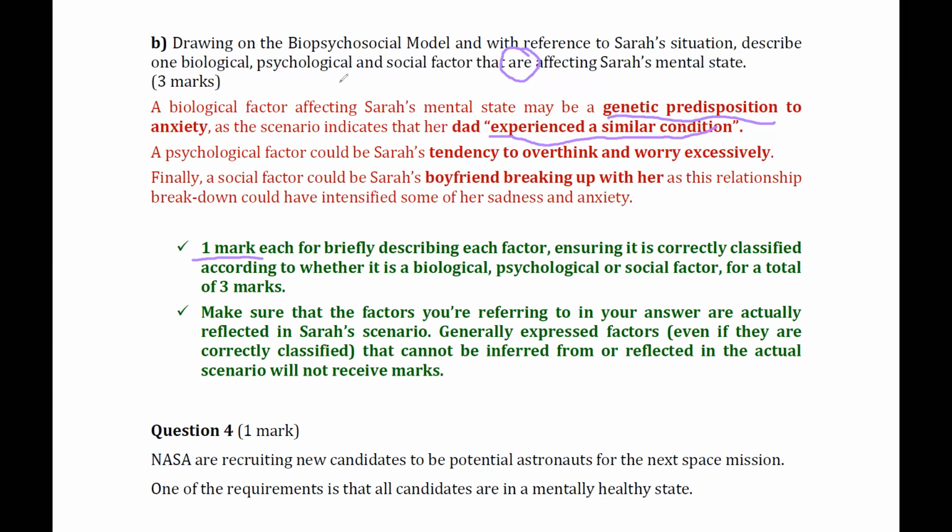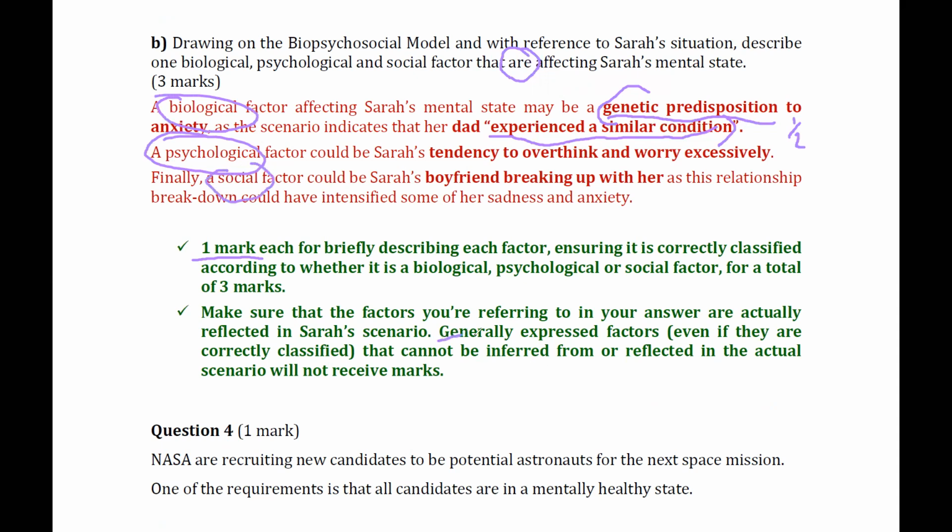So if you talked about genetic predisposition, which is a correct factor, but then you named it as a psychological factor rather than a biological one, you'd only get like half a mark for that, if that makes sense. So the 1 mark isn't just naming the factor itself, but also making sure that factor is correctly classified according to whether it's a biological, psychological, or social factor.